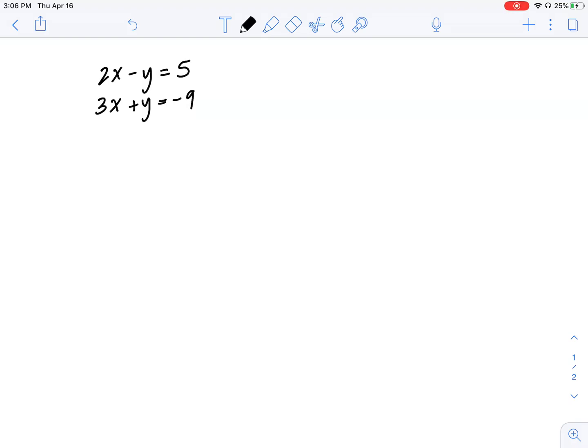So let's solve this linear system. Let's go ahead and call this equation 1 and call this equation 2. That gives us our system. Let's isolate y from equation 1.